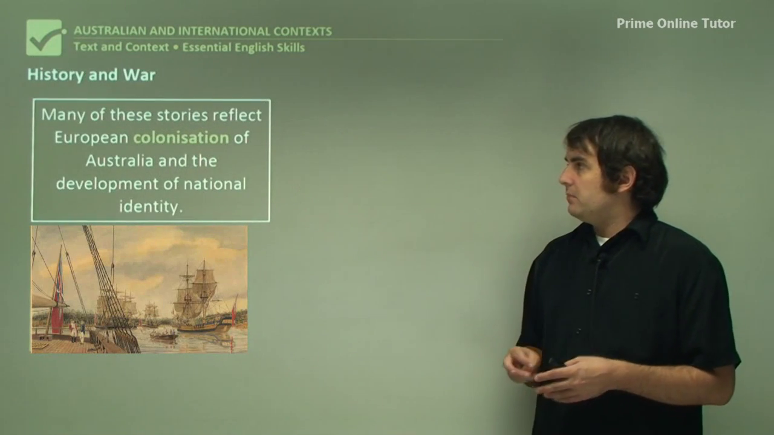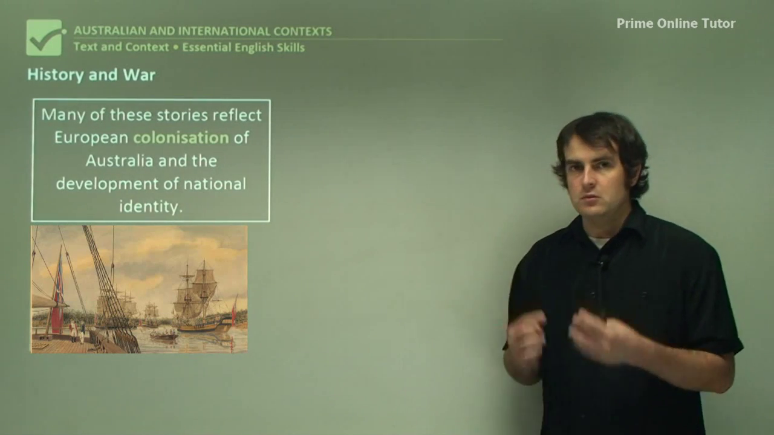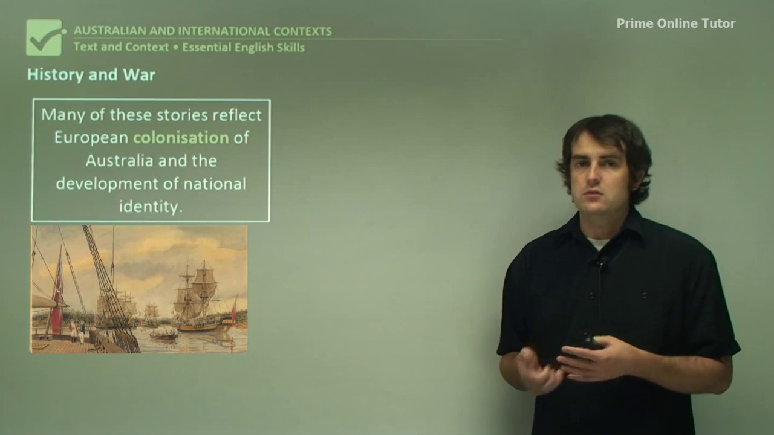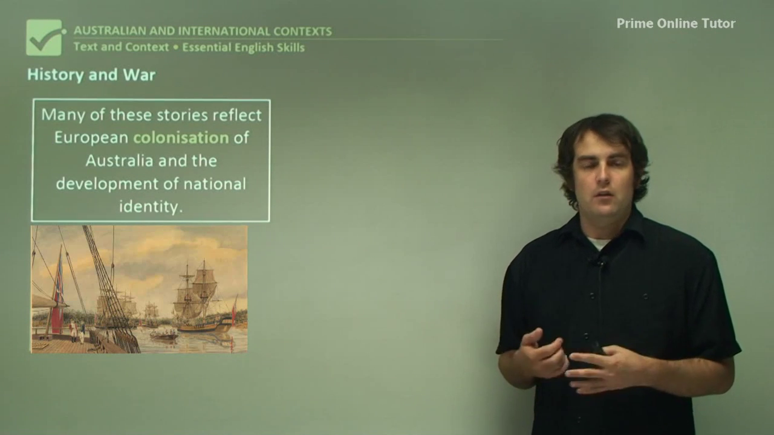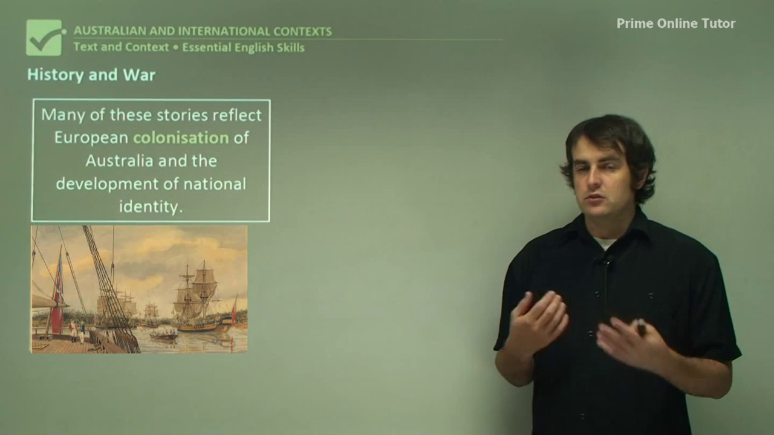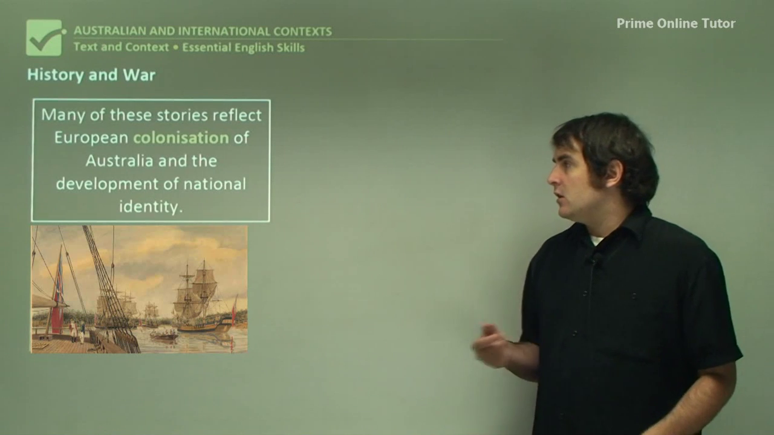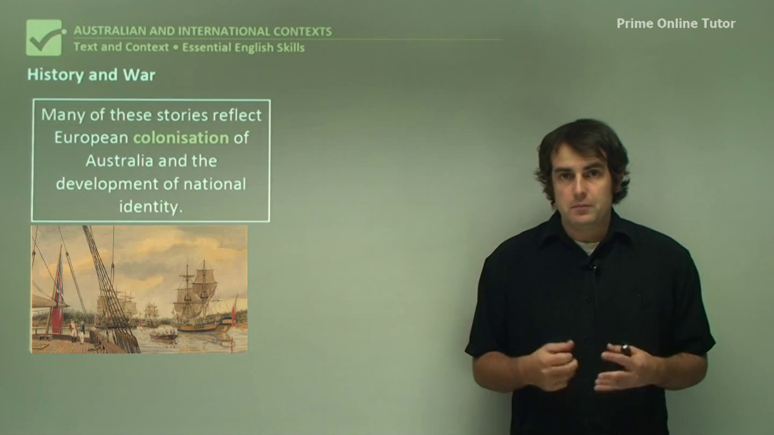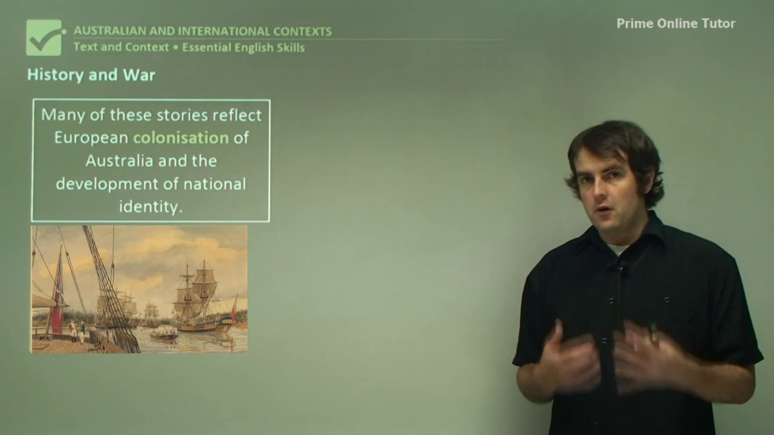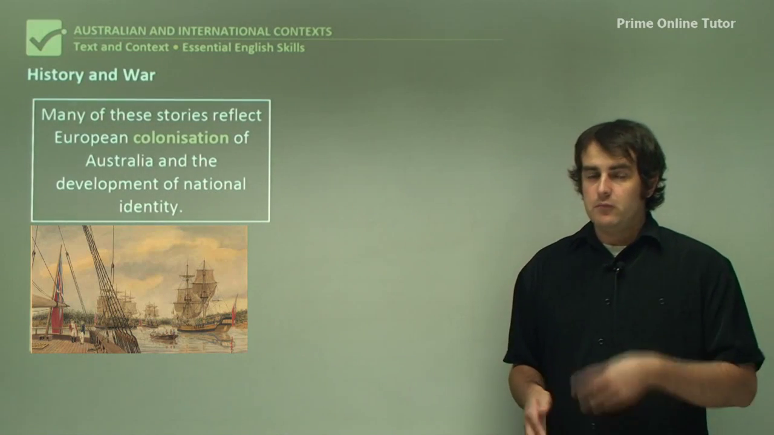Okay, history. Now, many of these stories reflect the European colonisation of Australia. When we do mention history, we mention the European history, because for the last 200 years, the majority of the history of Australia has been documented by Europeans, those who have European origins or are of that sort of background. So the majority of the stories that you'll be looking at will be focused on European colonisation and development of national identity from those origins. Now, of course, you'll be thinking, okay, well, we've moved on from that now, and we have.